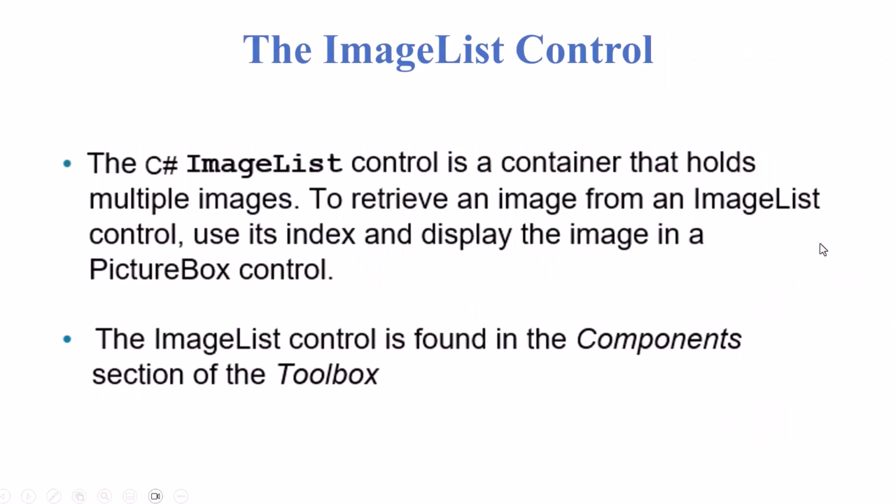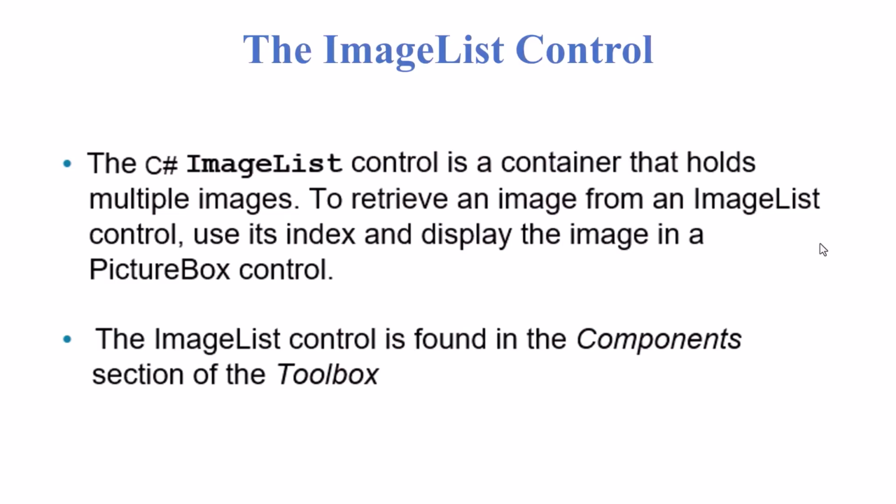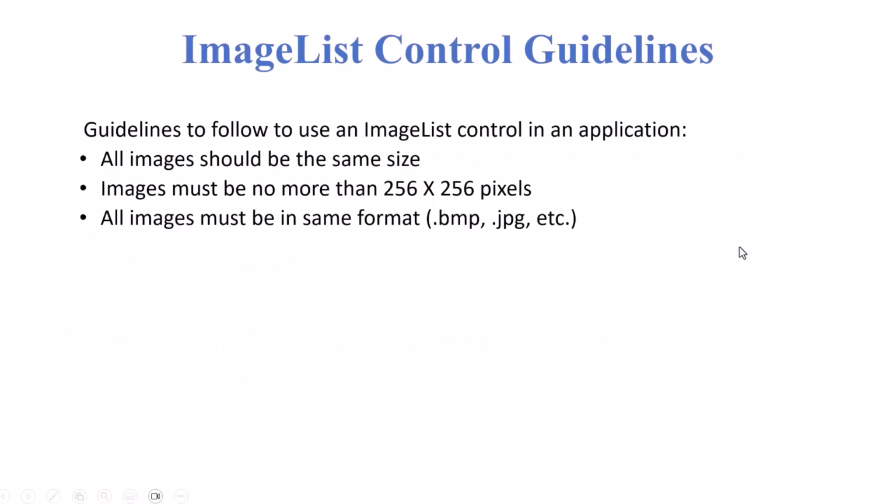The image list control is a container, basically, that holds multiple images. To retrieve an image from an image list control, you use its index and display the image in a picture box control. Again, that's where the idea of the array comes in. The image list control is found in the component section of the toolbox. You've got to use some guidelines when you use the image list control in an application. All images should be the same size. They should be no more than 256 by 256 pixels, and you can use the same format of a graphic in BMPs, JPEGs, whatever you might have handy.